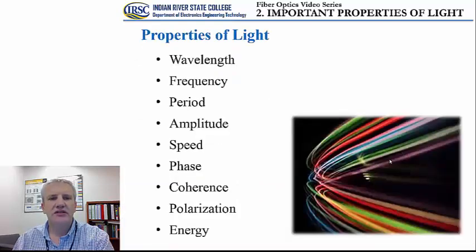This slide here lists important parameters that are going to be used to describe the properties of light. The most important are the wavelength, the frequency, the period, the amplitude, the speed of light, the phase, and also the coherence, the polarization, and finally the energy of light. On the slides that follow, we are going to discuss each of these parameters individually, and we are going to try to properly understand them, as they play a very important role in the field of photonics and also in the field of fiber optics.